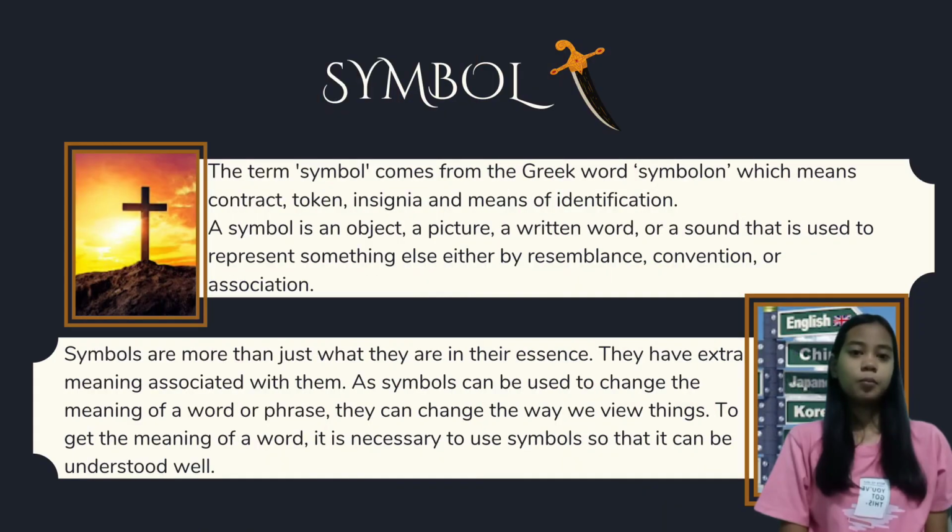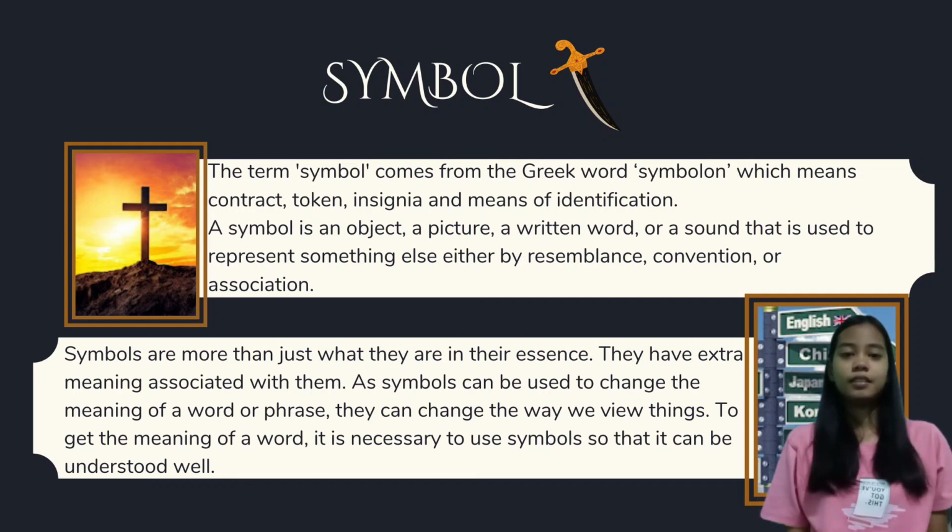So what is a symbol? First, we need to know where the word symbol came from. The term symbol comes from the Greek word symbolon, which means contract, token, insignia, and means of identification. So what is a symbol? A symbol is an object, a picture, a written word, or a sound that is used to represent something else either by resemblance, convention, or association.